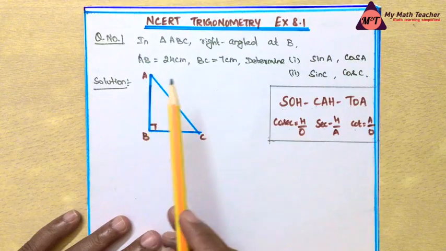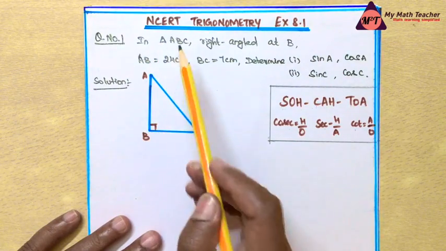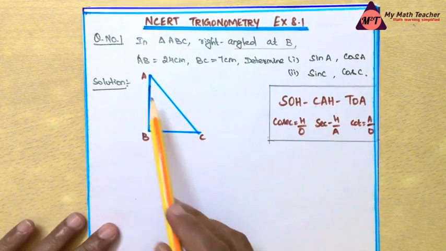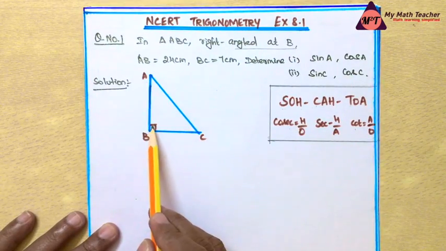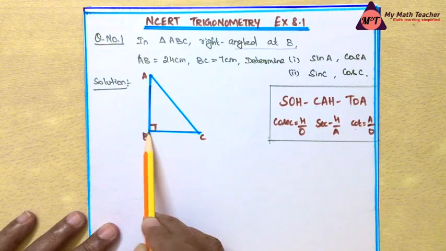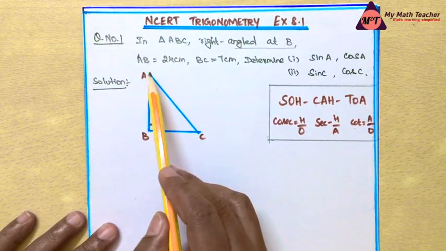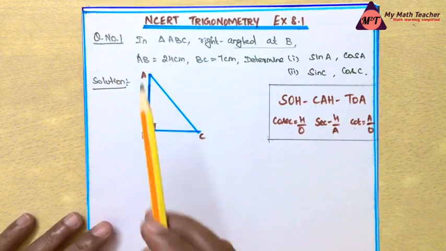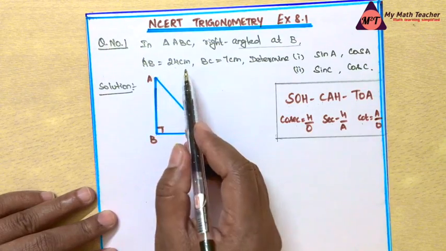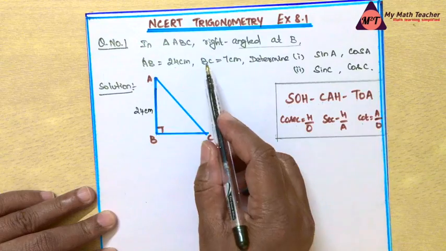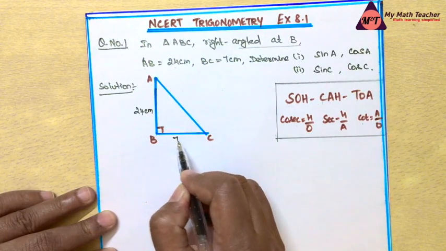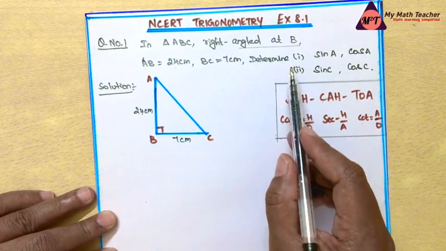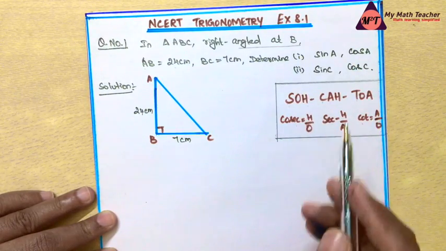Now, the question here is, in triangle ABC, right angled at B. As you can see, I have drawn a right angle triangle. The right angle is at B. Now this is ABC. AB is equal to 24 centimeter. Now B to C is 7 centimeter. Now we have to find AC, which is not given, and then we have to find these two subdivisions.